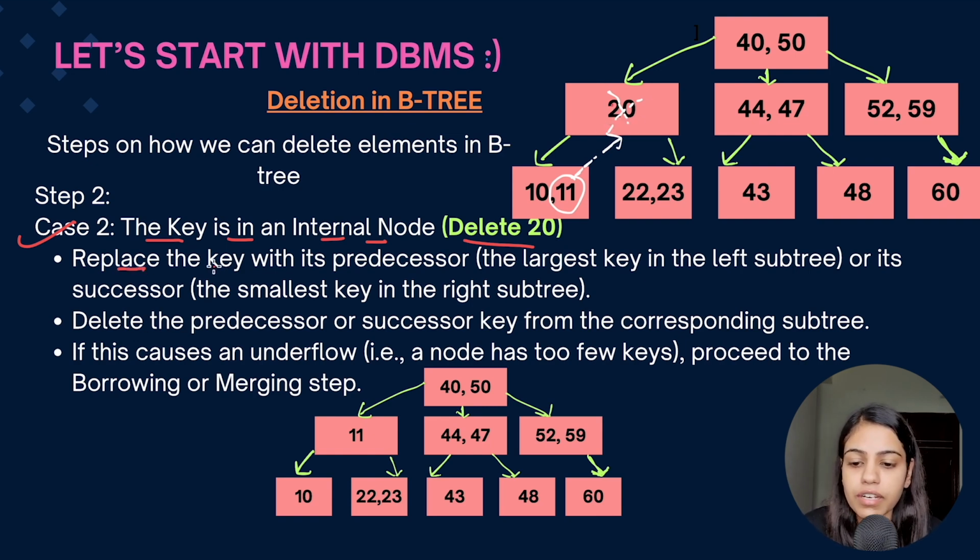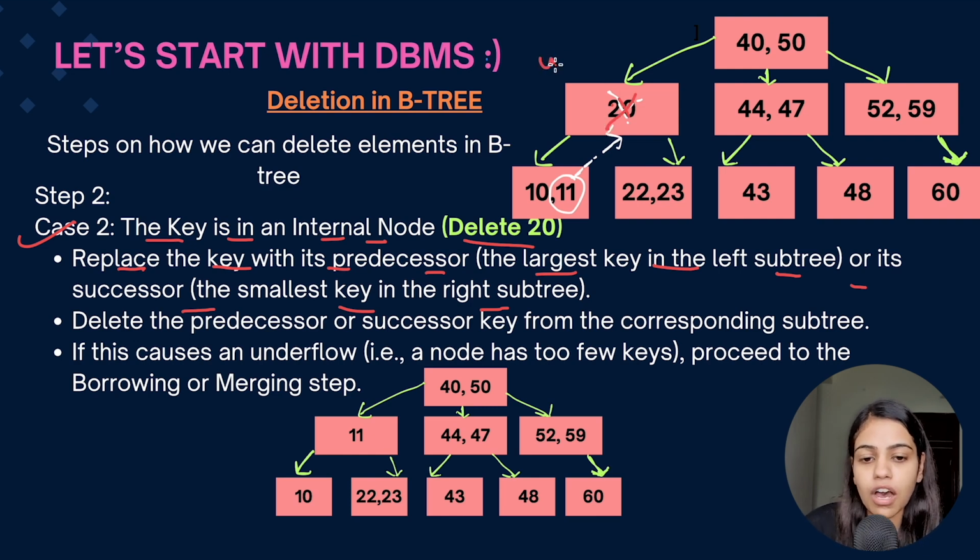What we do is we replace the key with its predecessor, the largest key in the left subtree, or its successor, the smallest key in the right subtree. So here we have to delete 20, but the minimum number of keys required for a given node is 1. So if we delete 20, it will violate the tree rule. So how can we delete 20 when 20 is an internal node? We will replace the key with its predecessor or successor.